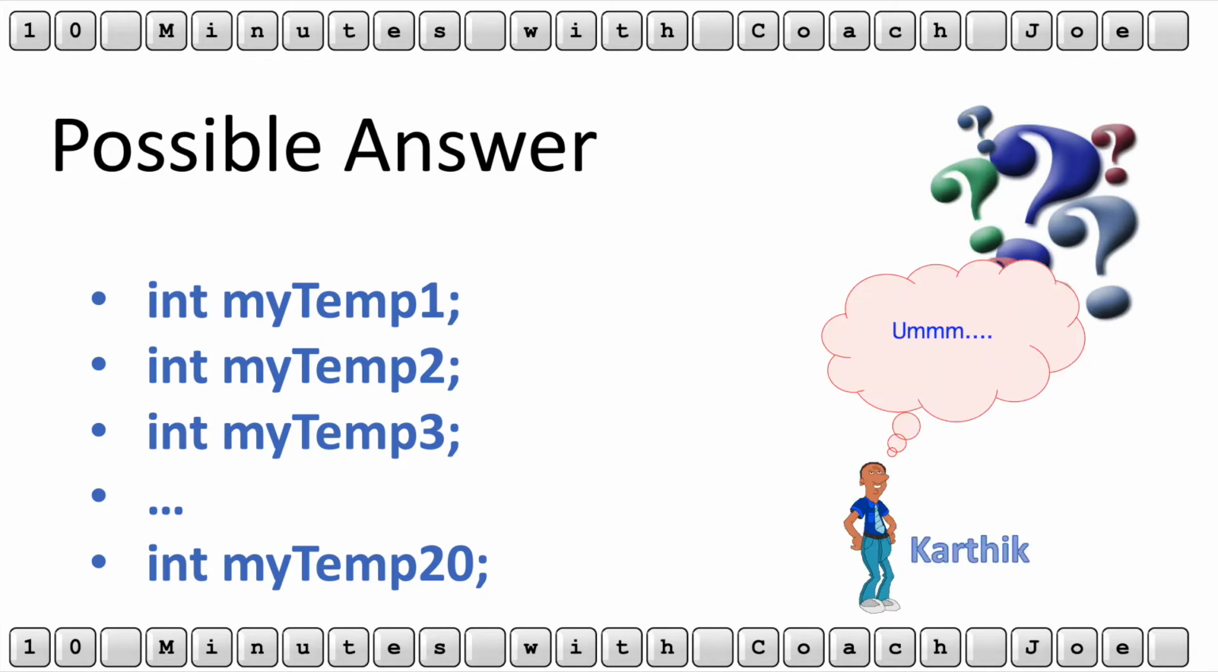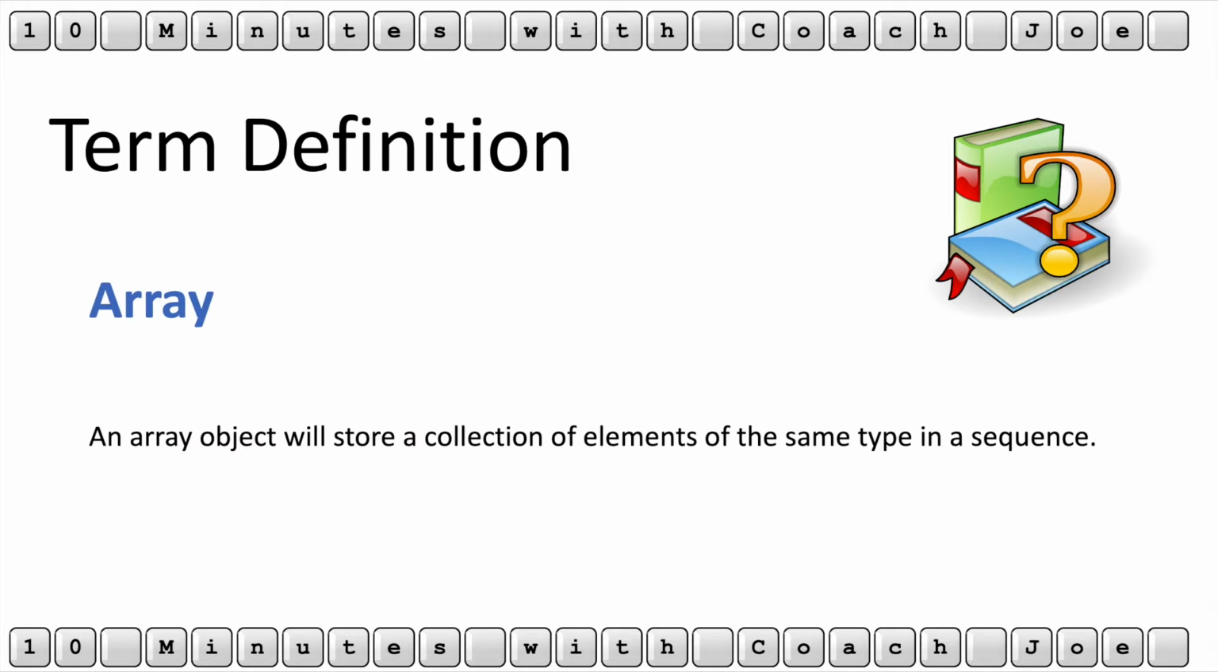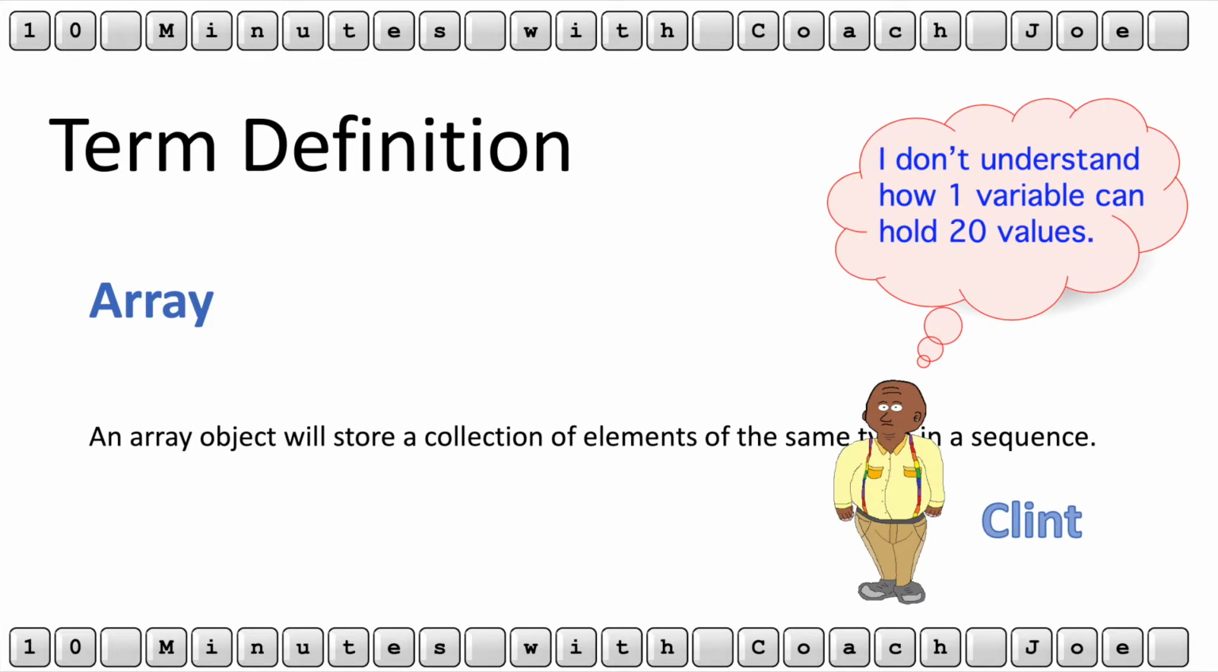One option that allows you to write one variable to meet the needs of 3, 20, 1,000, or more values is the array. The array is an object that allows you to hold a collection of many elements that are the same data type. How can one variable hold many values? We have done this in a prior lesson.